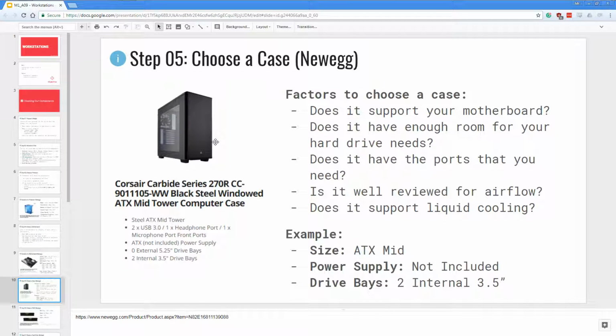So our example here is the Corsair Carbide Series 270R. Its size is ATX medium, so it supports ATX motherboards first of all, but it's medium size, so it's not the big full tower that you can get. Power supplies are not included, which is actually very important because some cases do come with power supplies, but my philosophy is that you should be buying your own power supply that is well reviewed and supports your computer. Next, drive bays. There are no 5.25 inch drive bays, but there are two 3.5 inch drive bays, so we can install two 3.5 inch hard drives.